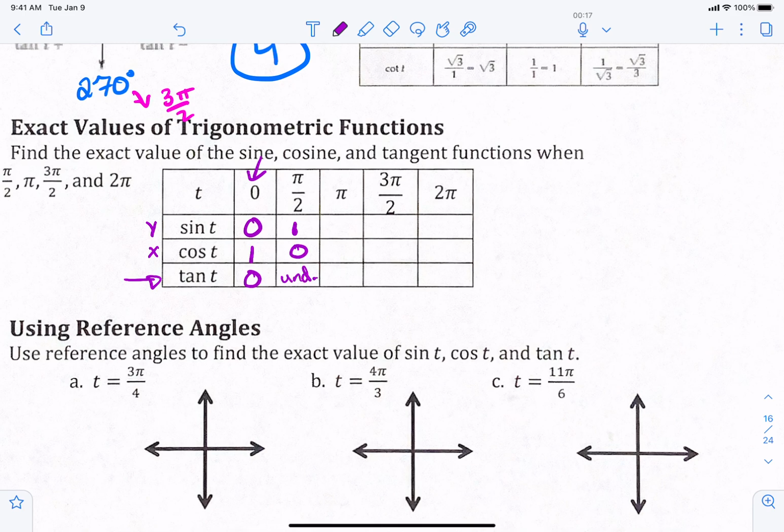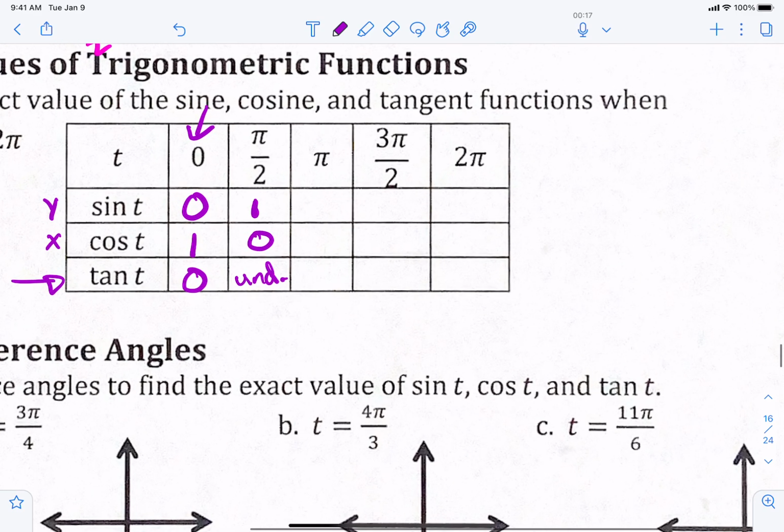Undefined. Okay? Going to pi. Do you guys all see where these numbers are coming from? If not, stop me. Right there. Okay? Pi. What is the y coordinate at pi? 0. The x coordinate? -1. The y coordinate, or the tangent value, is 0.